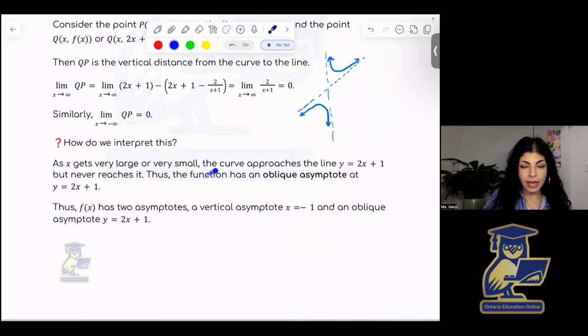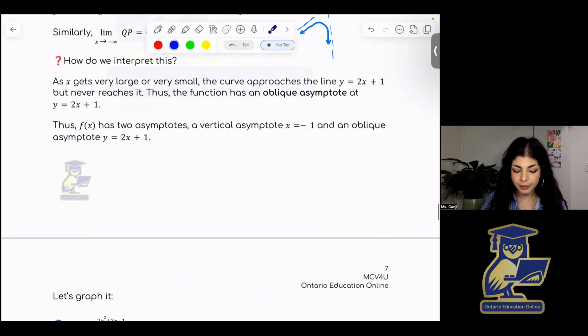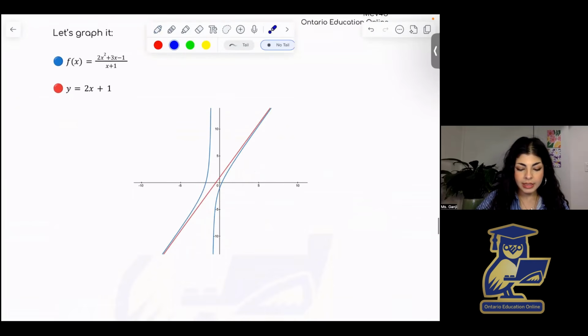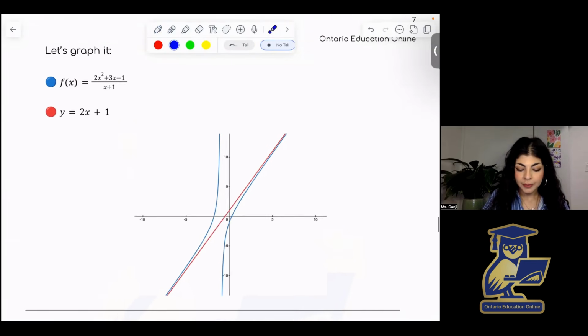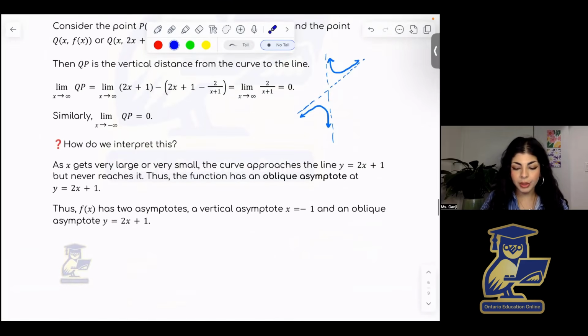And that's exactly that interpretation right there, just written out for you. And so we say the function has two asymptotes. So vertical asymptote x is equal to -1, and an oblique asymptote y equals 2x plus 1. And so here, exactly, I've graphed it for you so you see. And f of x is in blue, and my diagonal line is in red. So again, you could see, oh, I drew it a little bit differently.